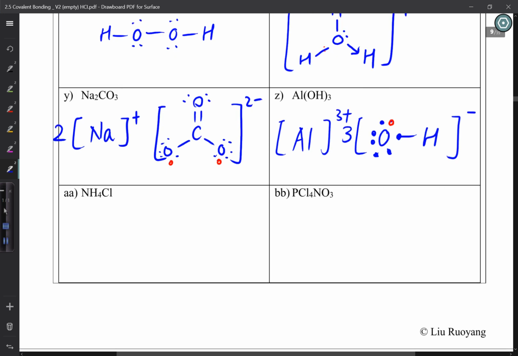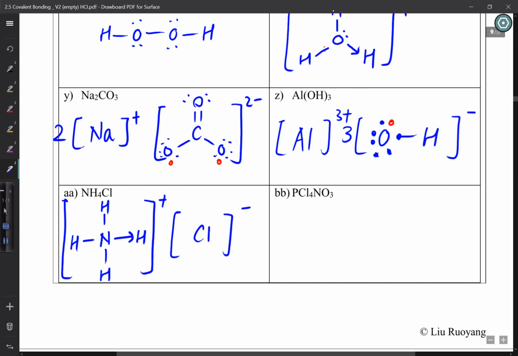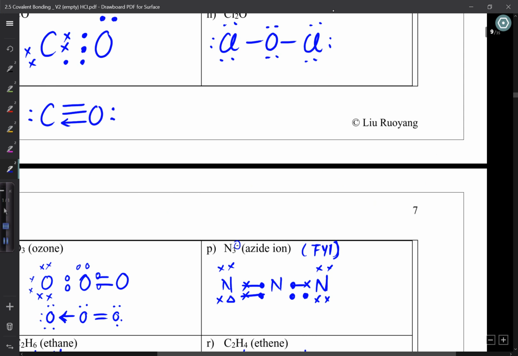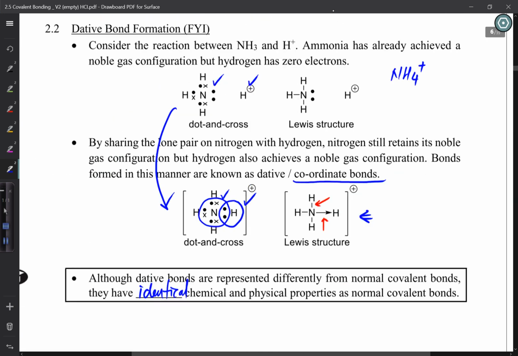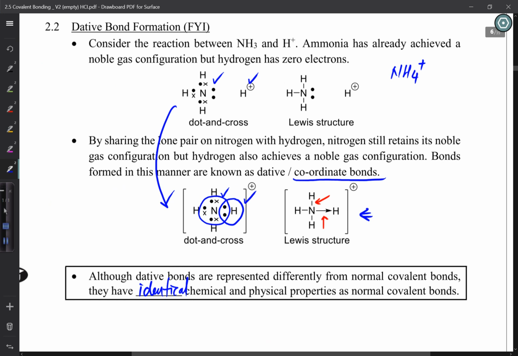And the last one is ammonium chloride. Same thing, but take note, for ammonium chloride, you have a dative bond as mentioned previously. So this is the structure of ammonium, and then you have a Cl. I think my school doesn't cover the dative bonding. Previously I mentioned that the dative bond is for your information, but the concept is quite easy.